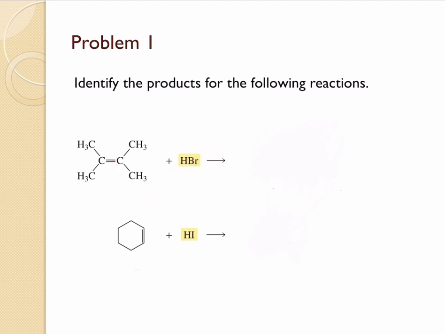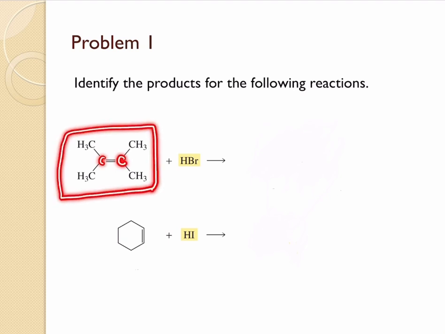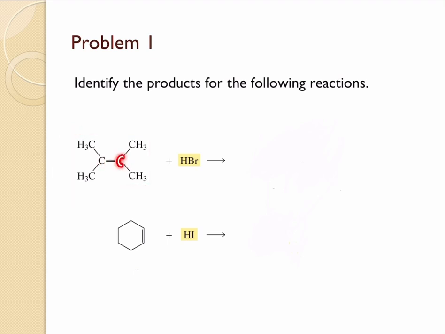Now, which of these two carbons is going to grab the hydrogen? Because this is a symmetrical alkene, it hasn't got any preference where the hydrogen can go, onto this carbon or onto this carbon, right? If the hydrogen is going to go onto this carbon, then this would be the carbocation that will be formed. And if the hydrogen is going to go onto this carbon, then this is the carbocation that will be formed. But both of these carbocations are exactly one and the same, so there is no preference.